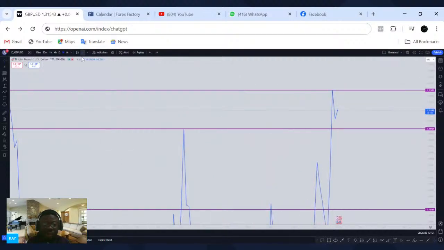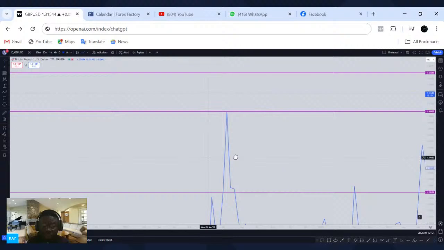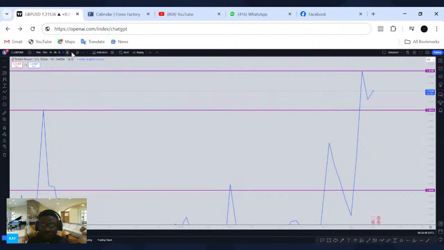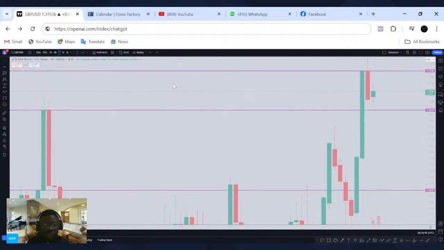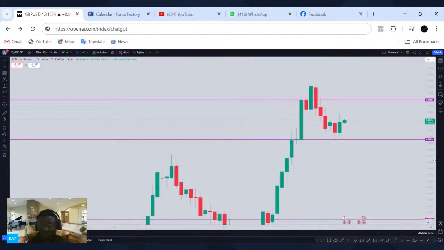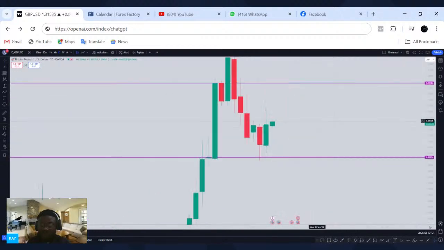You get it. So we had a key level over here. We had a key level, a very strong area. So when you move to the daily time frame, this is what you are expecting.